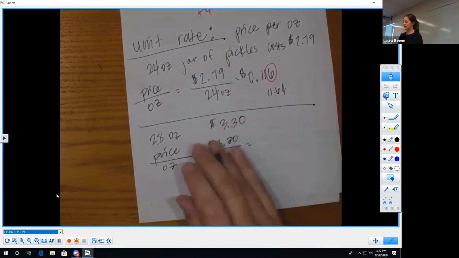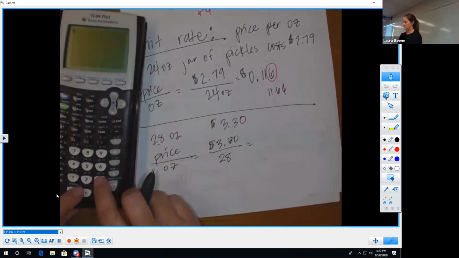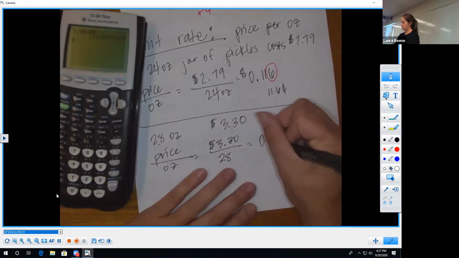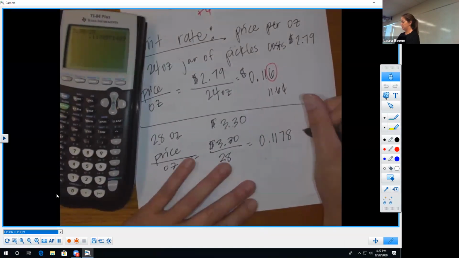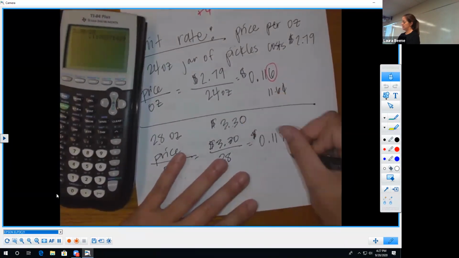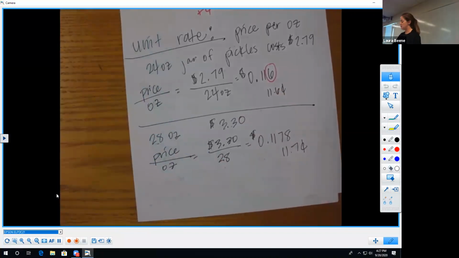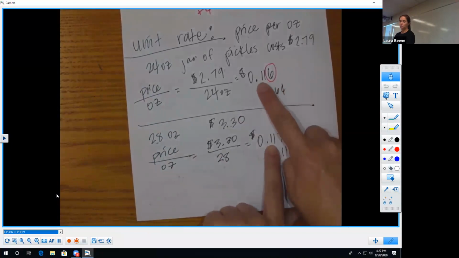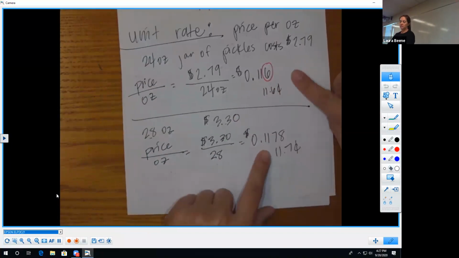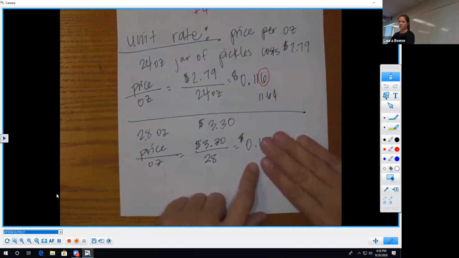Okay, so when I divide it, 330 divided by 28, this one is 0.1178, and so on and so forth. So this is 11.7 cents per ounce. Okay, so if you rounded it up here at all, you would have 12 cents and 12 cents. Which one's actually more expensive though? This brand is more expensive, okay?